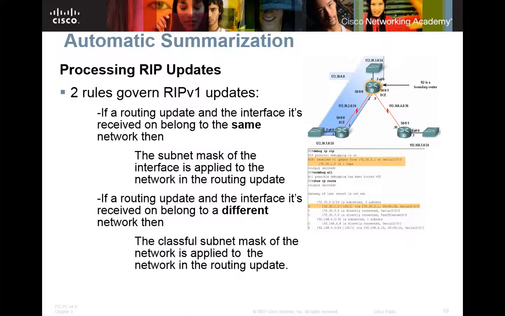Okay, you have 2 different rules that govern it. If the routing update and the interface it's received on belong to the same network, then the subnet mask of that interface is applied to it. If it's on a different one, it'll be applied in the routing update. Confused?